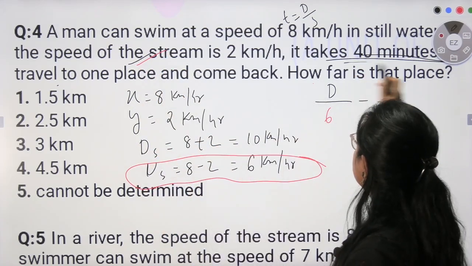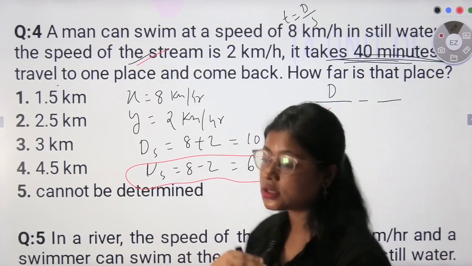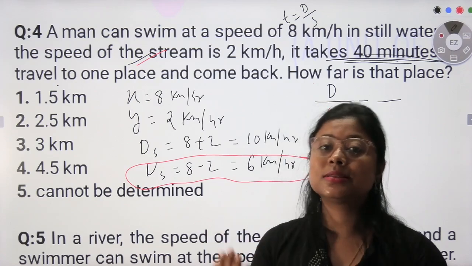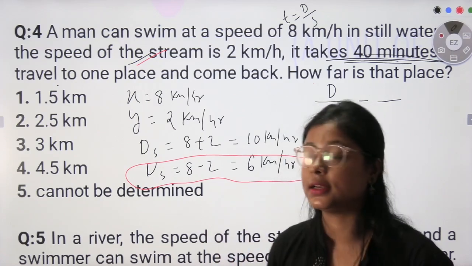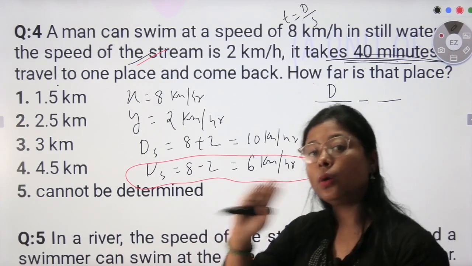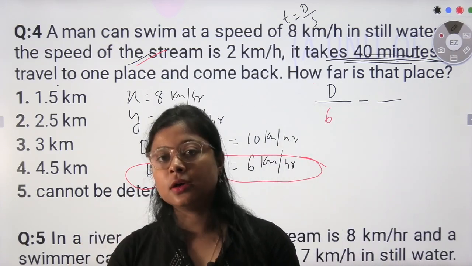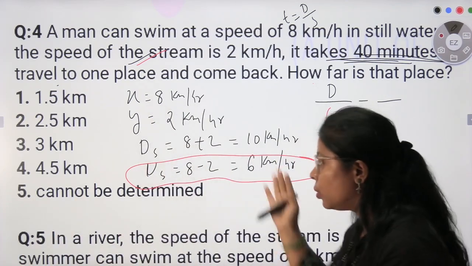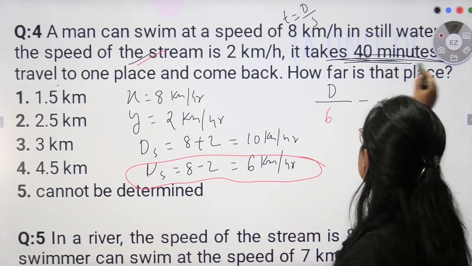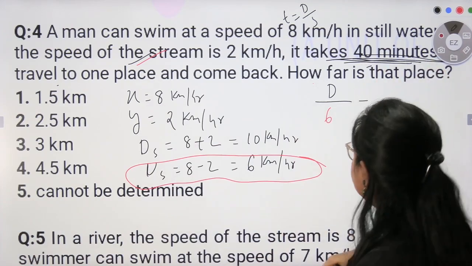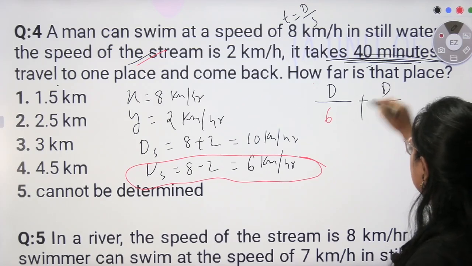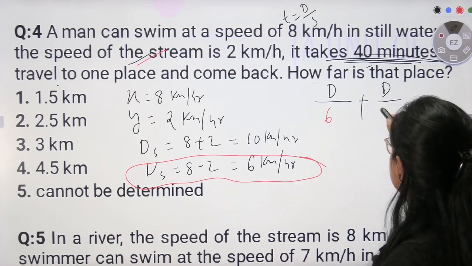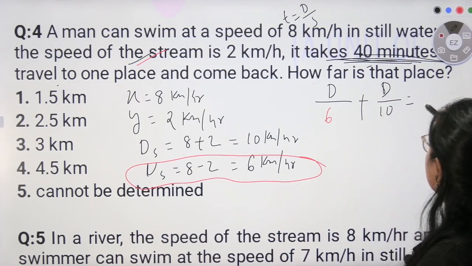So you are not given that it is taking 40 minutes more to go upstream or 40 minutes less to go downstream. No, nothing like that. You are given that in the whole journey to go from here to there and to come from there to here, it is taking 40 minutes. So from here what I can do, if I do addition, this will give my time. So distance by speed plus distance by speed will give me what?